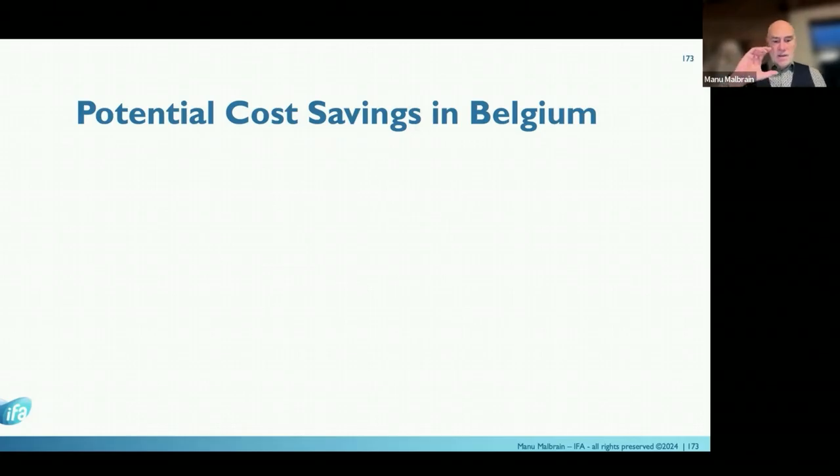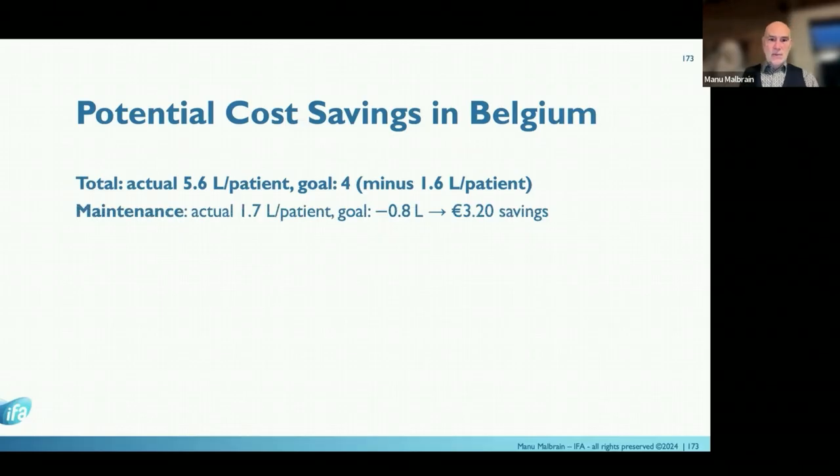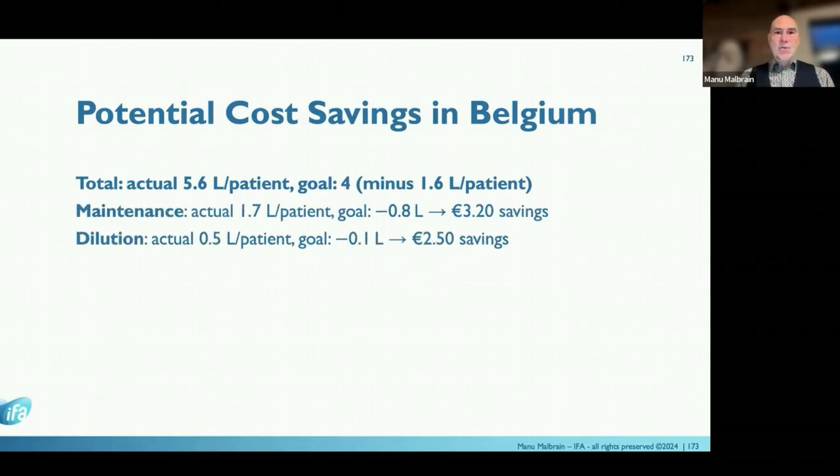Now, the other aspect is that if we give less fluids, we could save spendings. And if I look at the Belgian data, where we now have 5.6 liters per patient, maintenance 1.7, dilution is 0.5.